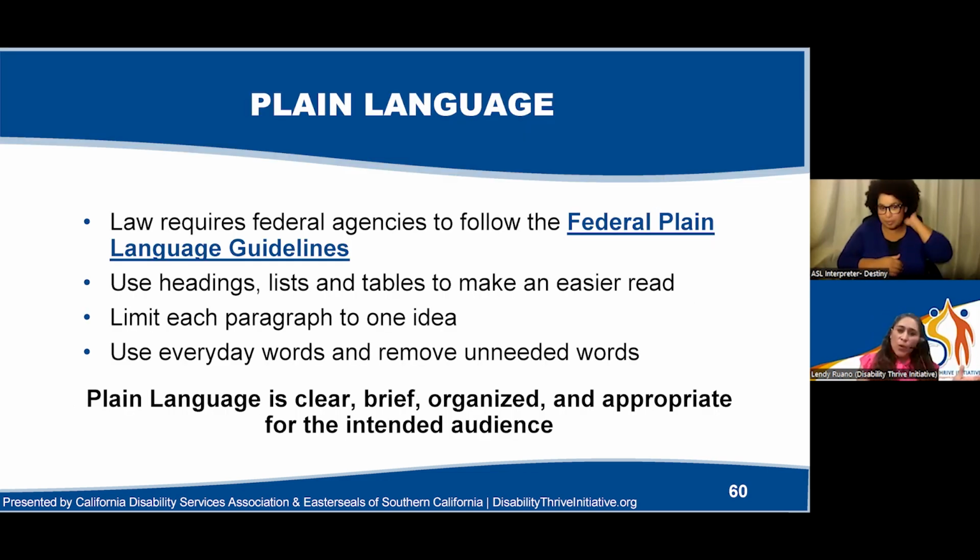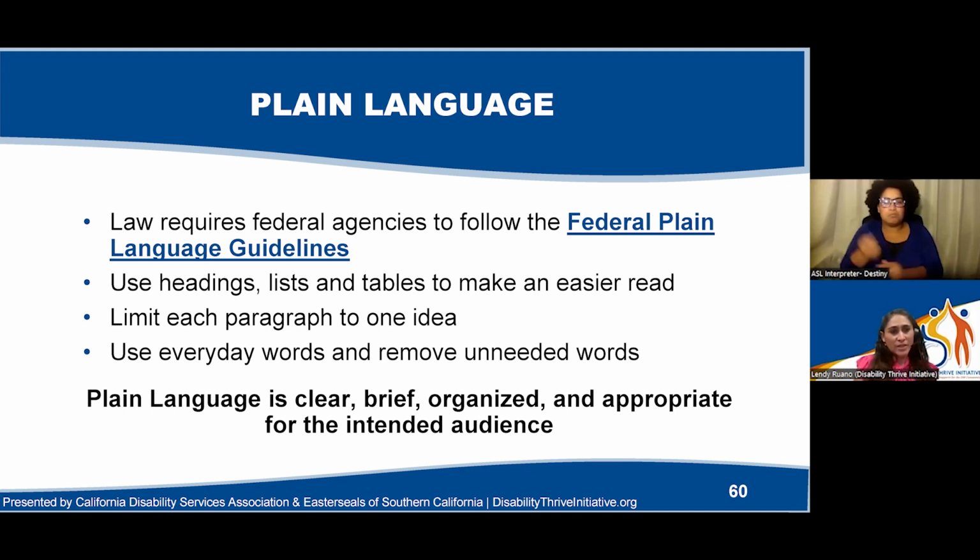interpretation. Now, plain language. It is the law for state and federal agencies to use plain language, and it should be the norm or best practice for all of us here. Some things to consider are using headings, lists, and tables, which make for an easier read. Limit the paragraphs to one idea per paragraph, and use everyday words. You want to find words that are common. You want to exclude excessive language.